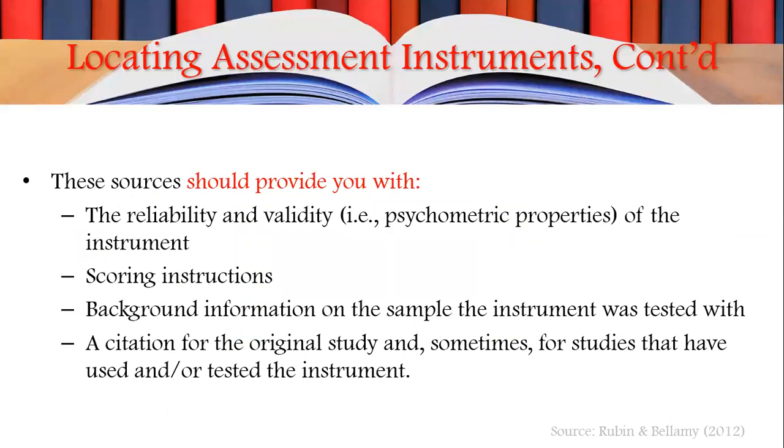And so when you locate assessment tools from any of these sources, there are a few things that you should look for. One is you want to know something about the reliability and validity of the instrument, and we call this the psychometric properties. And we'll talk about reliability and validity when we get to, I believe it's chapter 9, which covers measurement. And so we refer to these things as psychometric properties. You want to know something about the reliability and validity of the tool. This tells you how sound the tool is.